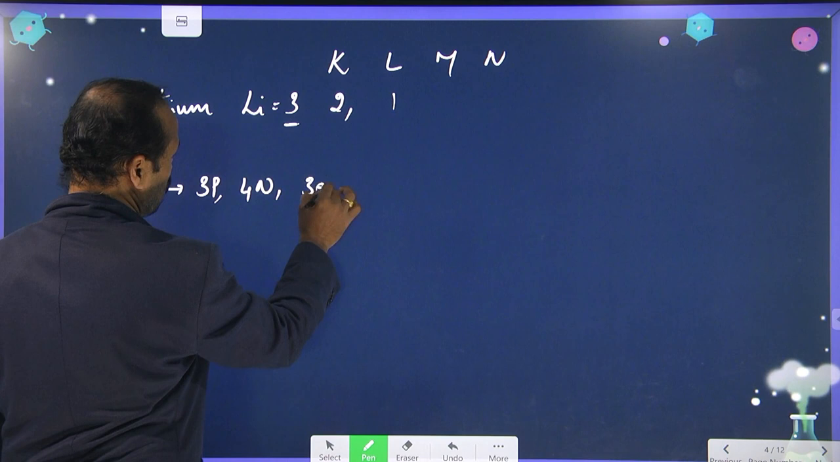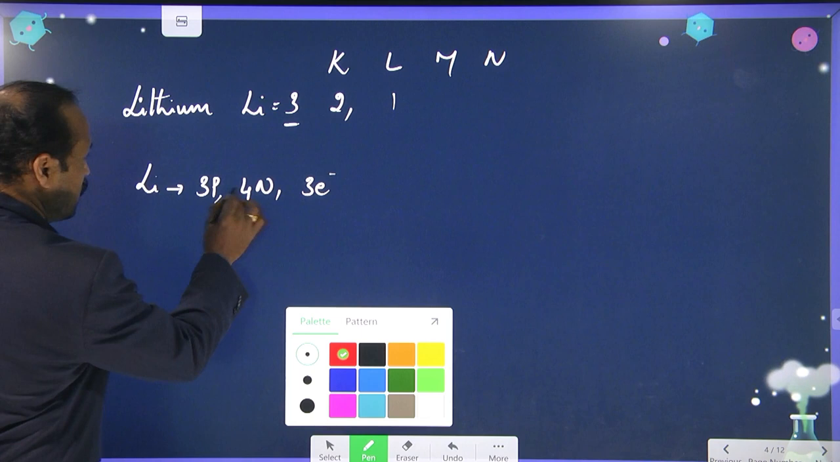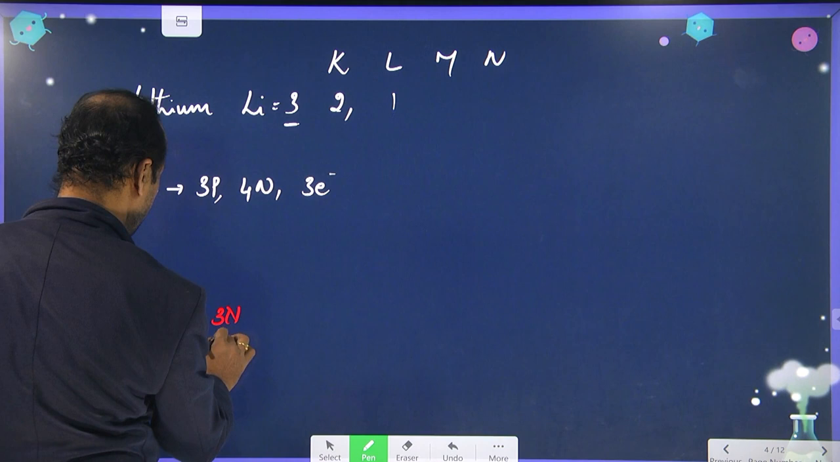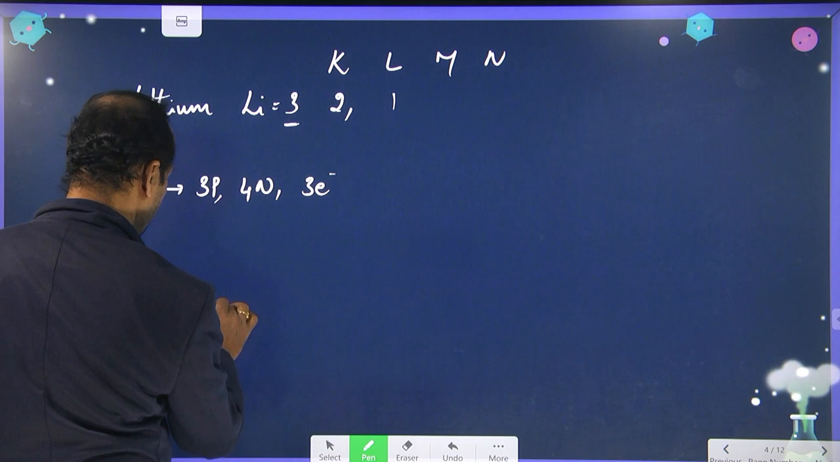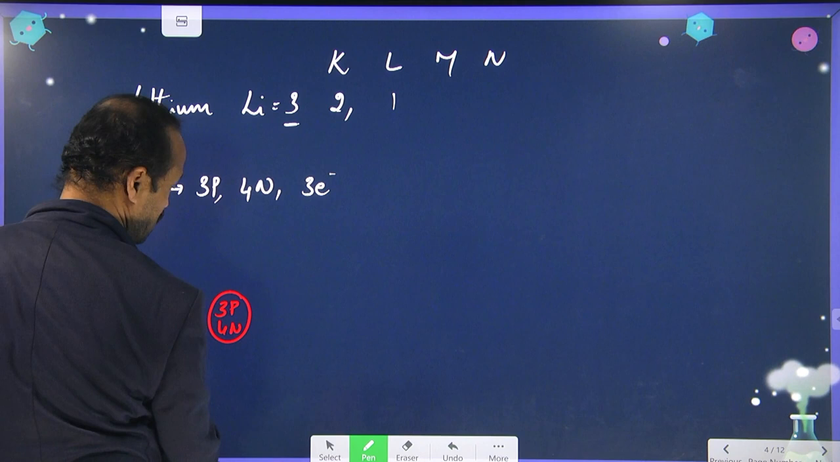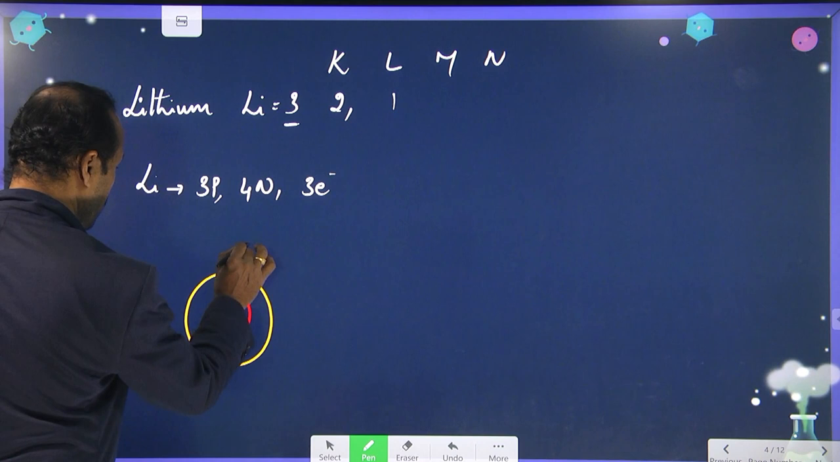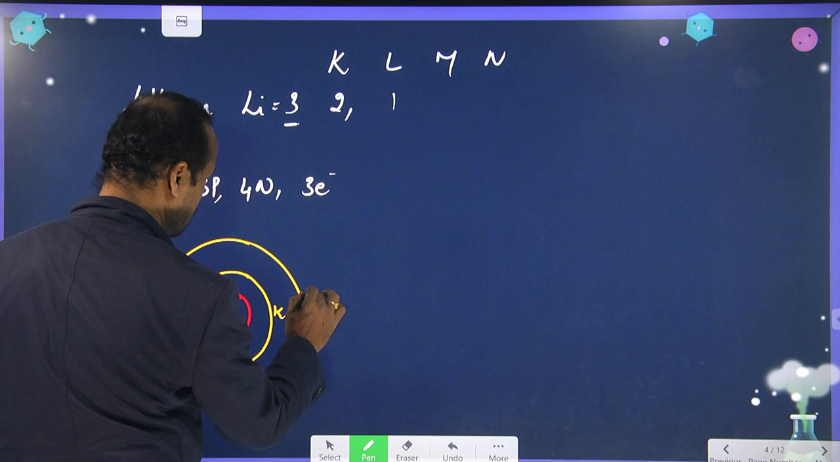Now how do you draw the structure for this one? Here you see 3 protons and 4 neutrons are present in the nucleus. The red color one is the nucleus. Now here, these are the orbits. This is the K shell and this is the L shell.